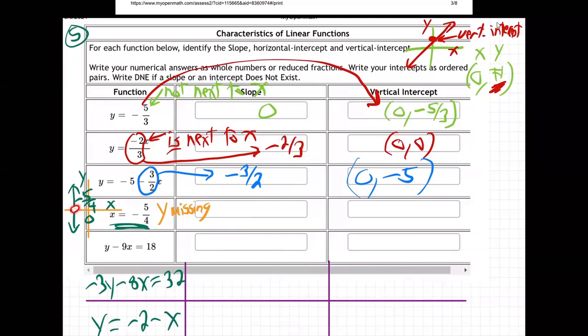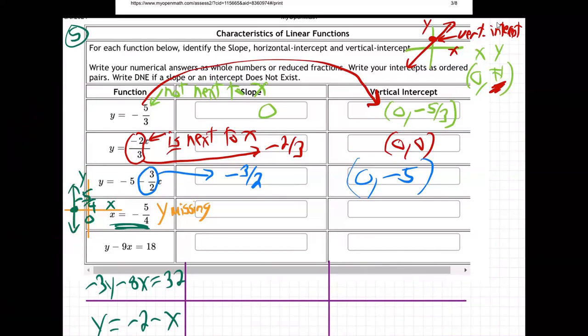So right over here, -5/4, it means it goes through the x-axis only. Why? Because it has x in the equation only. It doesn't touch the y-axis at all, notice. It only goes through the x-axis.